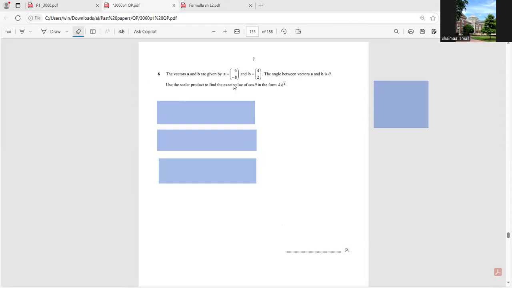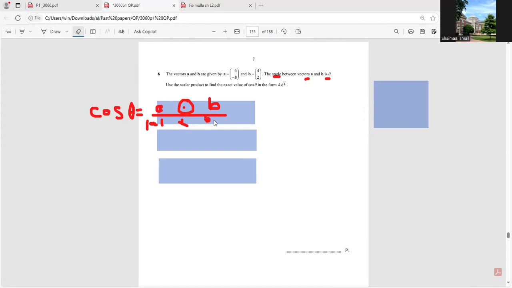Okay, question 6, vectors. Here we have vectors A and B given by A (6, negative 8) and B (4, 2). The angle between the two vectors A and B is theta. Use the scalar product to find the exact value of cosine theta. Okay, we say that is the cosine rule. Remember it. Cosine theta will be equal to the scalar product of vector A and B, divided by the magnitude of A multiplied by the magnitude of B.